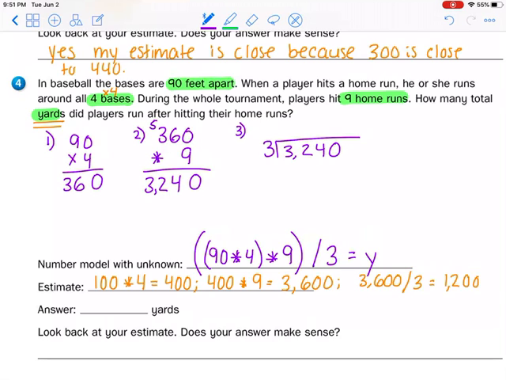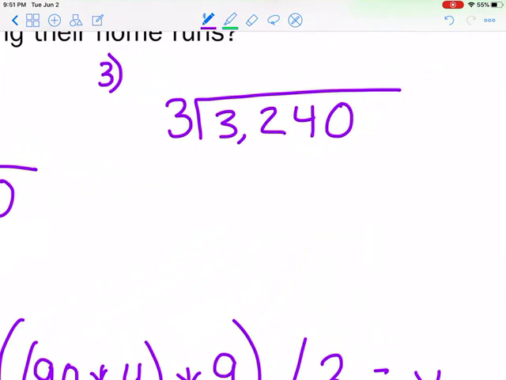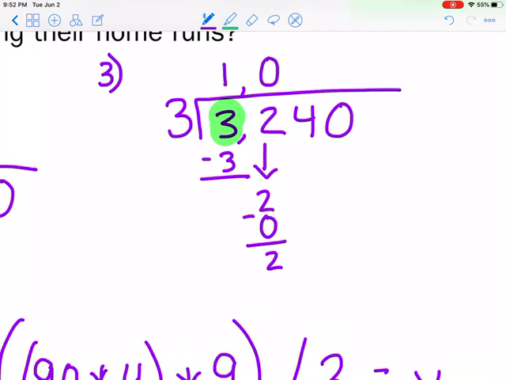So now I'm going to take, this is step number 3, 3,240 divided by 3. Now, I'm going to zoom in, 3 can go into 3 one time. So 3 times 1 is 3. And I'm left with 0. I'm not going to put the 0, though. I'm going to bring down the 2. Can 3 go into 2? No, because 2 is too small. So I'm going to put a 0 above the 2. Because 3 times 0 is 0. 2 minus 0 is 2. And then I'm going to bring down the next place value, which is 4.